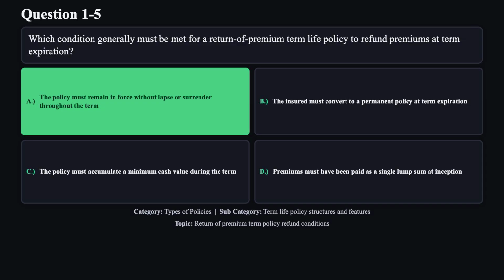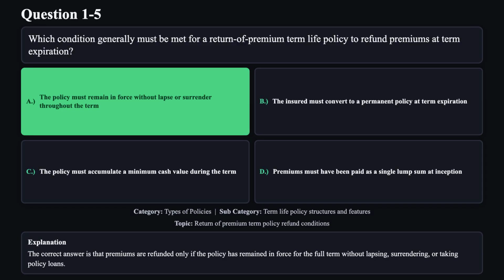The correct answer is A. The correct answer is that premiums are refunded only if the policy has remained in force for the full term, without lapsing, surrendering, or taking policy loans.